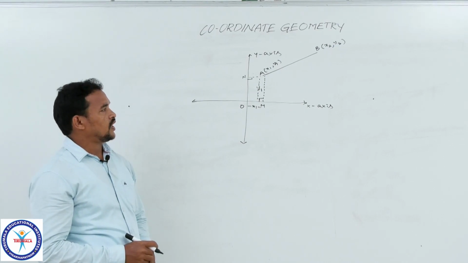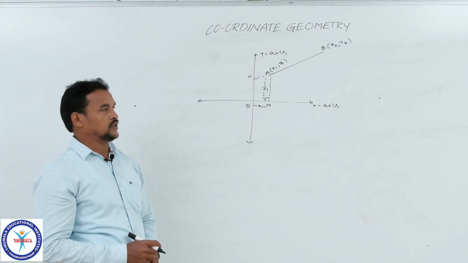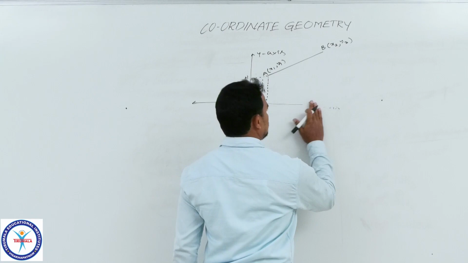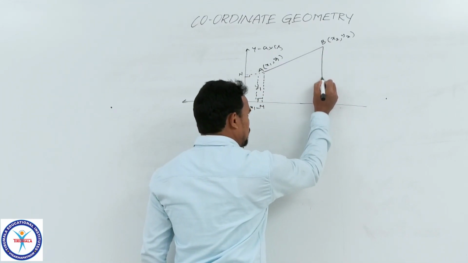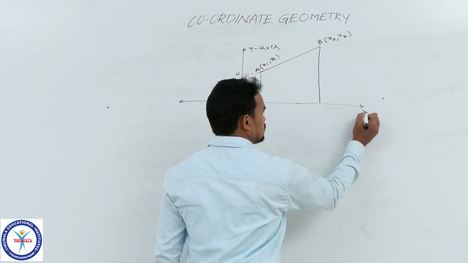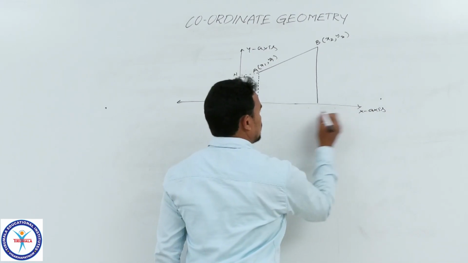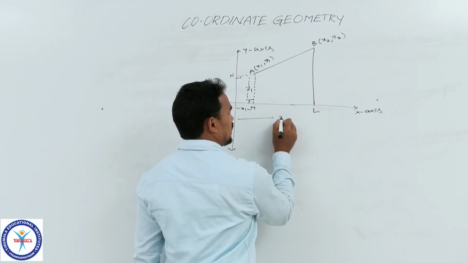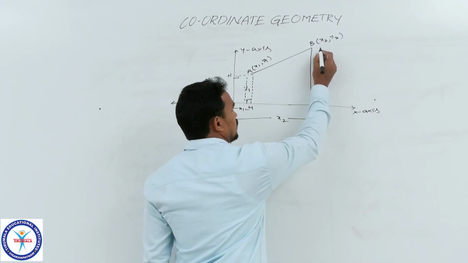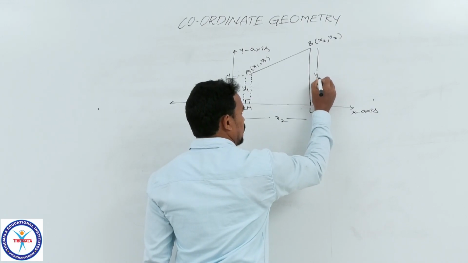Similarly, again draw the perpendicular from the point B to the x-axis. BL is perpendicular to the x-axis. Now OL is x2, and BL is y2.